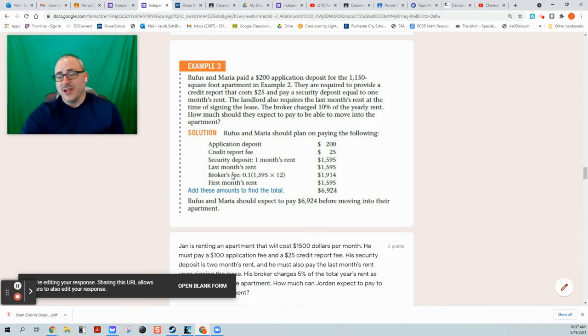Then there's what's called a broker fee. Rufus and Maria must have gone to someone and said, "Help us find an apartment." This is like a broker. The broker charges 10% of the yearly rent. So we have to find out what the yearly rent is. Let me break out my calculator.